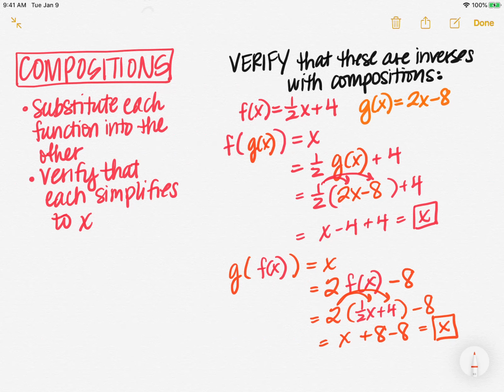Okay, these are the 4 ways we've learned about inverses. We've learned solving, we've learned graphing, we've learned tables, and we've learned compositions.